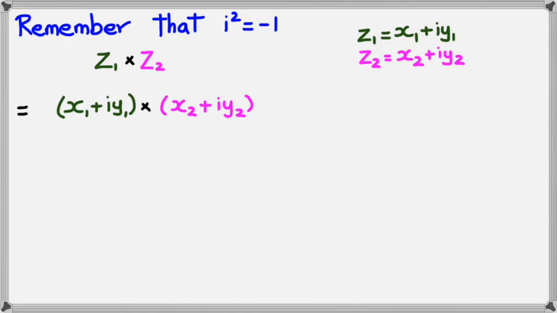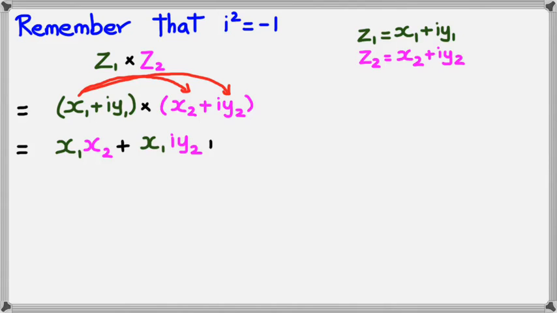We treat this pretty much the same as a quadratic expansion. So we multiply the first two terms, which is x1 times x2. Then we have the outsides, which is x1 times iy2. Then you have the insides, x2 times iy1. And finally the last terms, which is iy1 and iy2.